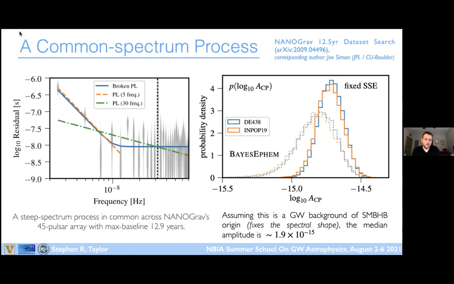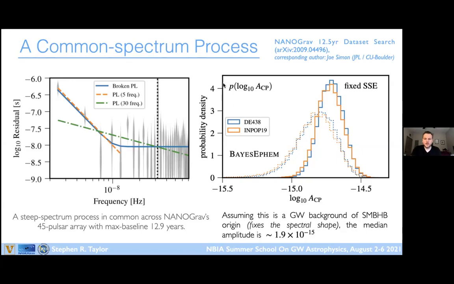I should note as well that the PPTA has done their own analysis that I'll talk about later, and they don't seem to see this contamination. So it could just be a property of data sets as well and the way we process things. Okay. It's not astrophysical anyway. We don't think it's astrophysical.